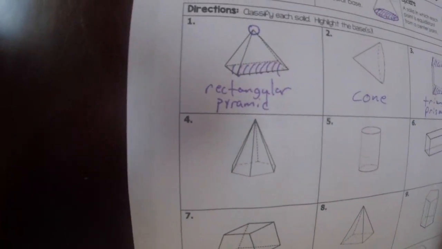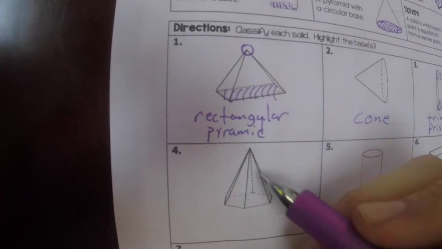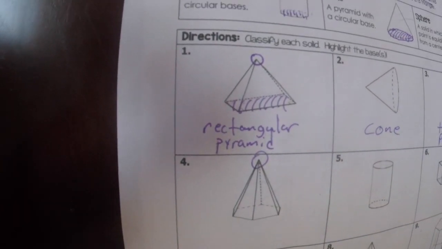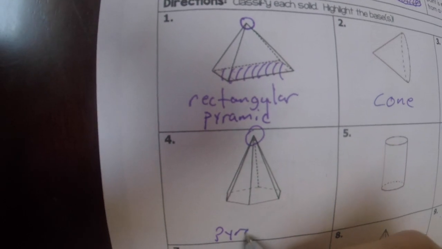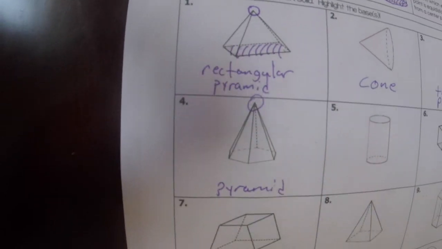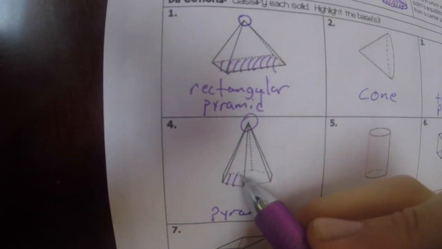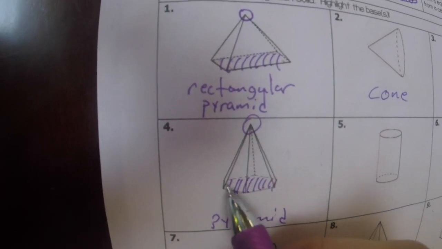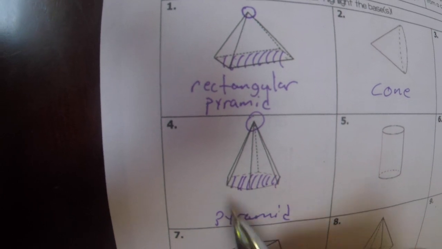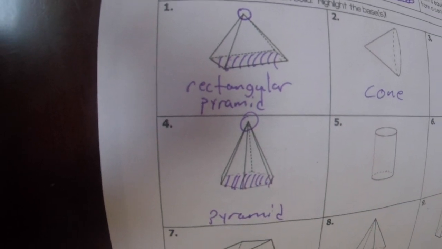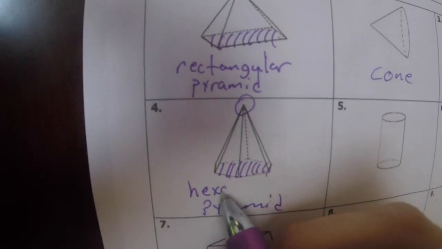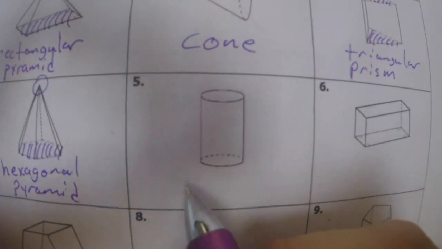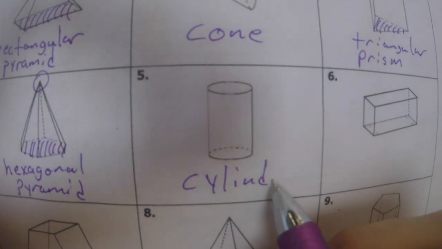How about this guy? Well, all of the faces around here meet at the same point. So this is a pyramid. Well, what type of pyramid is this? Well, we have to name that based on the base down here. What kind of a shape is that? 6-sided figure. 1, 2, 3, 4, 5, 6. A 6-sided figure is a hexagon, so this is a hexagonal pyramid. This one is a cylinder.